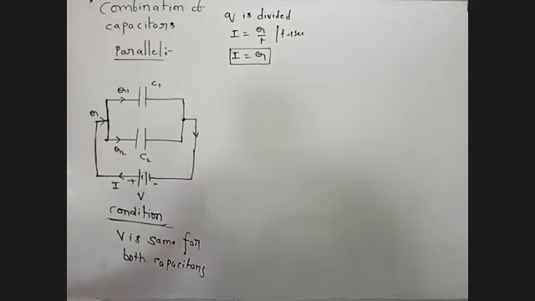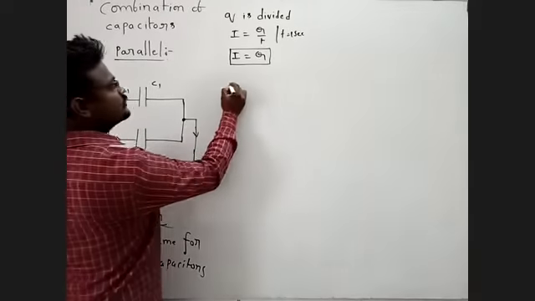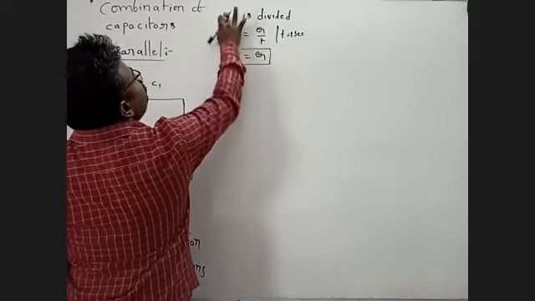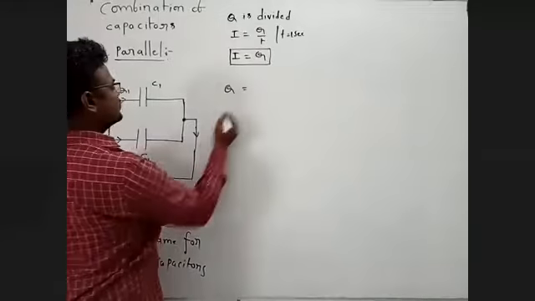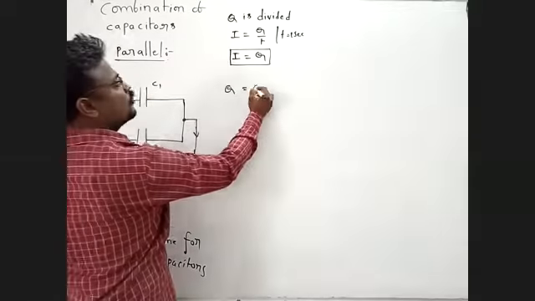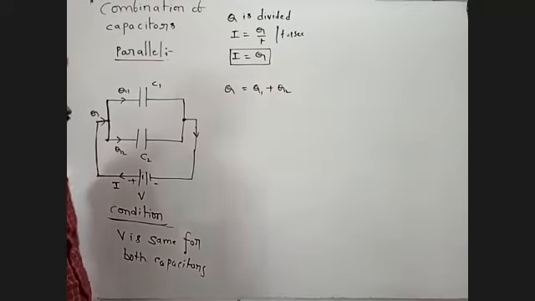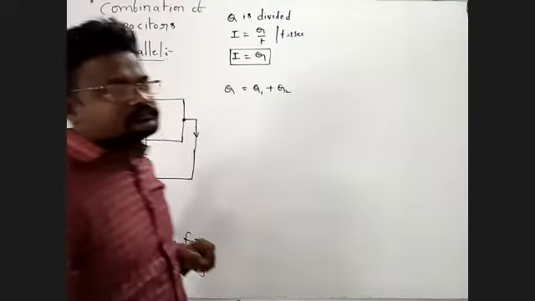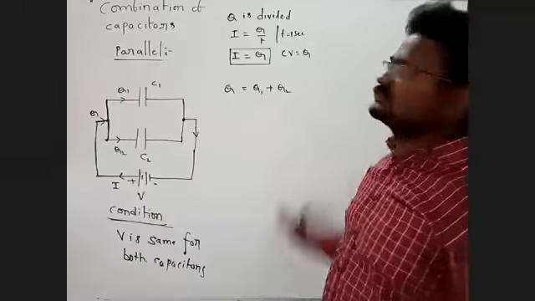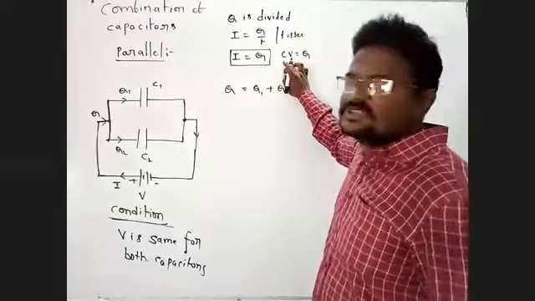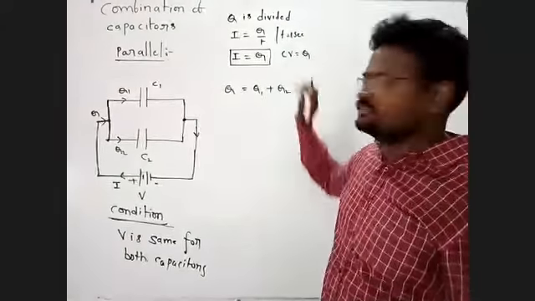Now here, what is the difference? Q is different. We are taking capital Q, which is divided: the C1 capacitor takes Q1 and the C2 capacitor takes Q2 charge. We know very well the formula: CV is equal to Q, capacitance times voltage is equal to Q. We are going to find it.